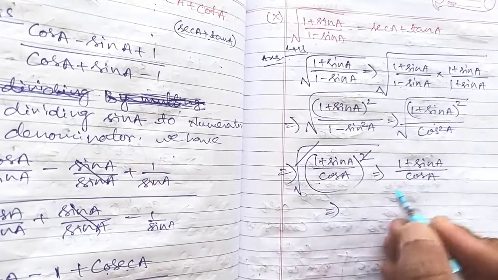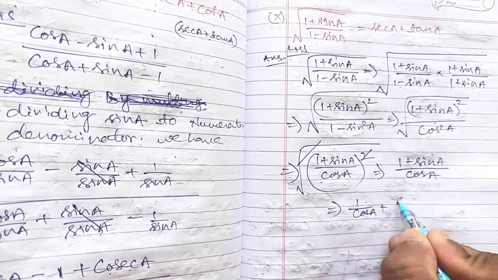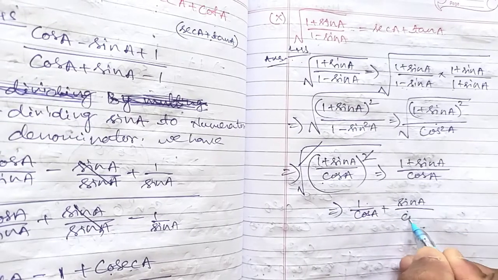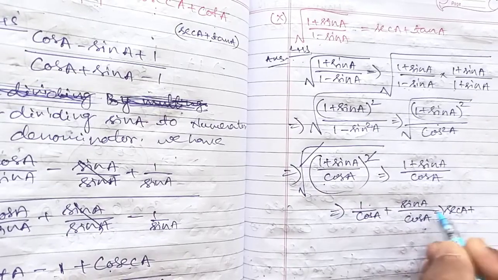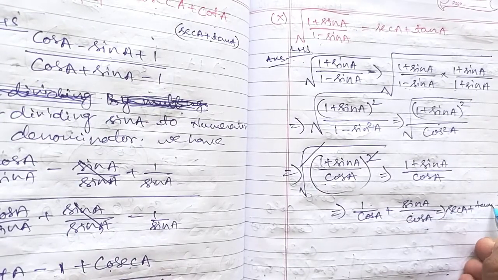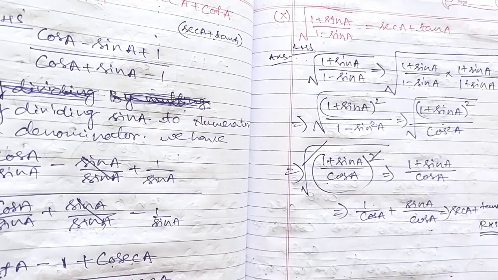Now what we will do, we will separate the numerators: 1 by cos a plus sin a by cos a. So we get 1 by cos a is sec a, plus sin a by cos a is tan a. This is our RHS.